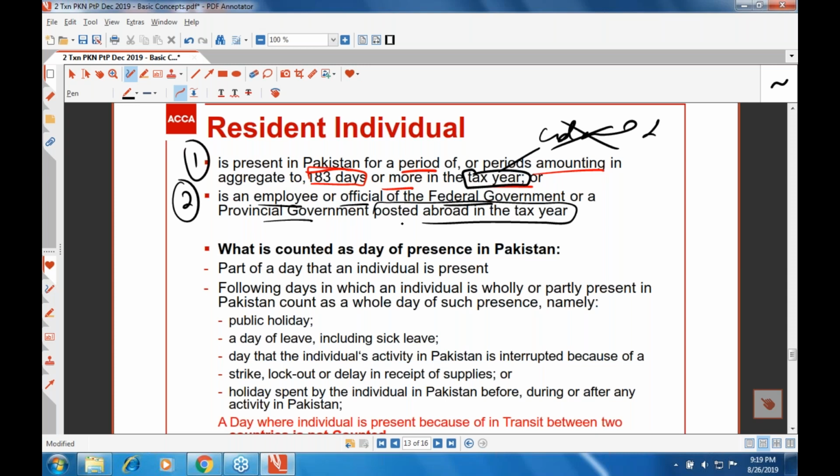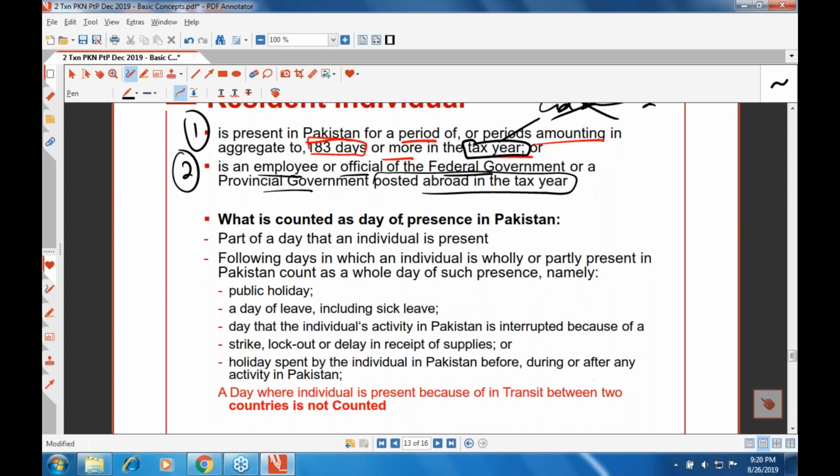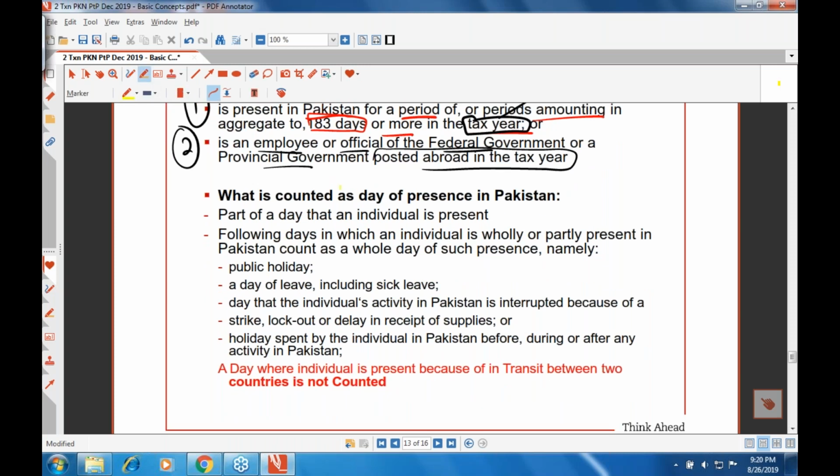Now what next is there? A very important point is how do we count these 183 days? So you need to understand what is counted as a day of presence in Pakistan.